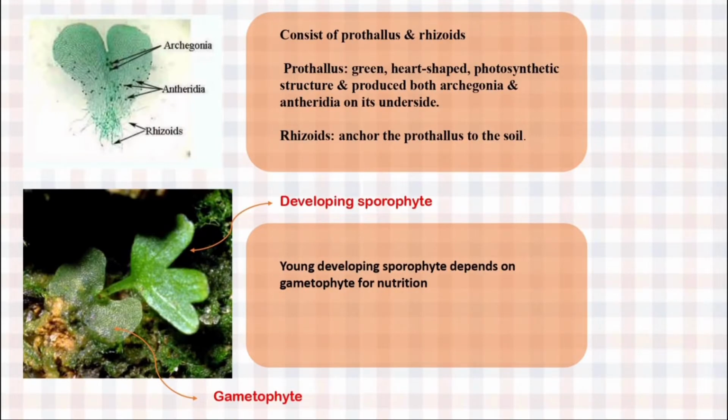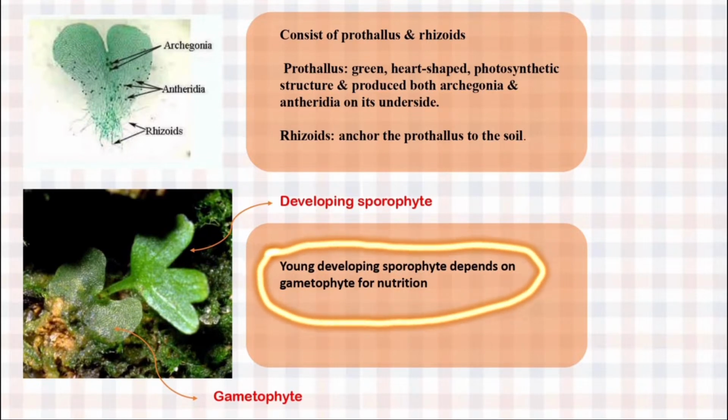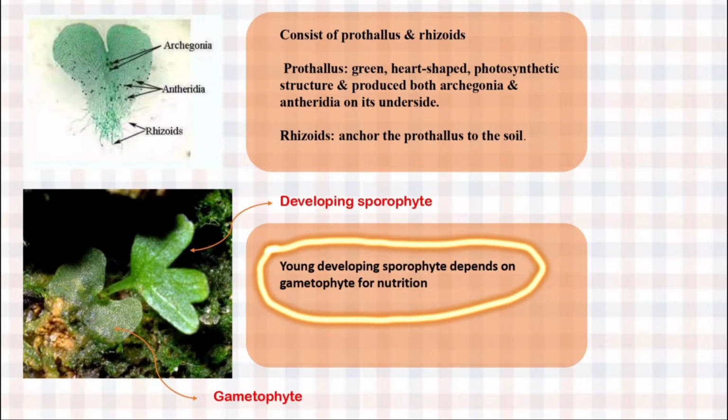Gametophyte of Dryopteris species consists of prothallus and rhizoid. The characteristic of prothallus is a green, heart-shaped, photosynthetic structure, and it produces both archegonia and antheridia on its underside. And rhizoid anchors the prothallus to the soil. And next is the young developing sporophyte, which depends on the gametophyte for nutrition.